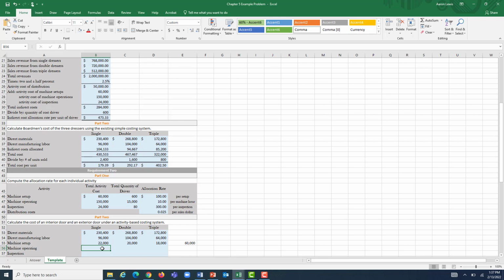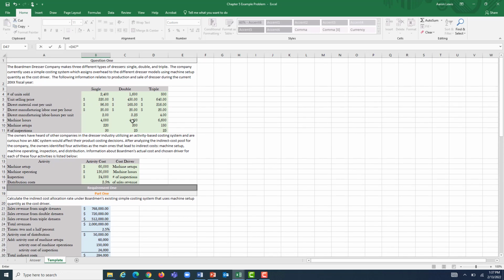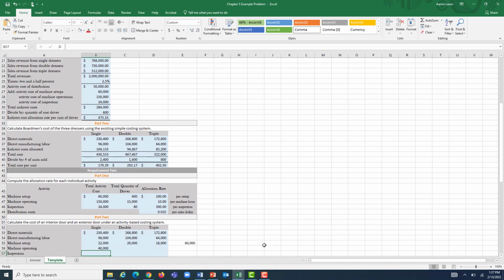What about machine operations? Same concept. Take your predetermined overhead allocation rate and multiply it by the quantity of the driver that you expect that model to cause your company to incur. So machine operations has a predetermined rate of $10 per machine hour. The single dresser is expected to take 4,000 machine hours to manufacture during the period. So making single dressers is going to cause Boardman to incur $40,000 of indirect costs for that activity.